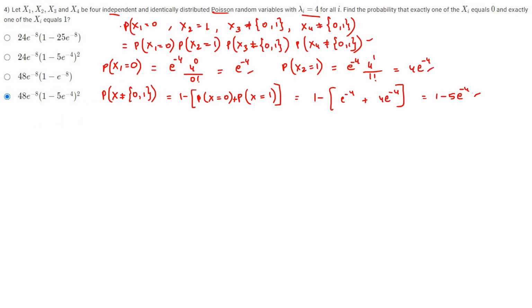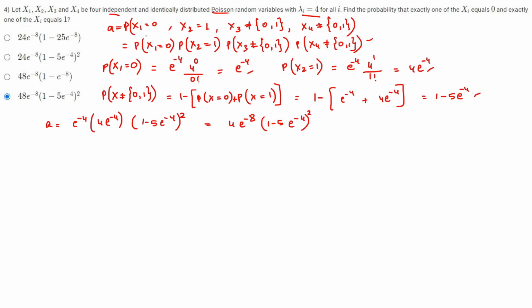And now I'll substitute all these values back into this particular equation. Let's say I'll mention this as, let's say, any random A. I'll have A is equal to e to the power of minus 4 into 4 e to the power of minus 4 into 1 minus 5 e to the power of minus 4, whole square. Now, which is nothing but 4 e to the power of minus 8 into 1 minus 5 e to the power of minus 4, the whole square.